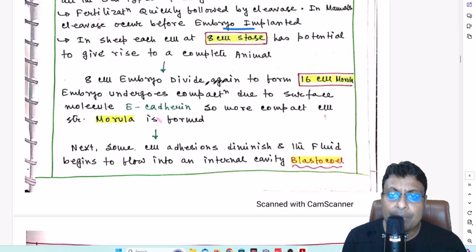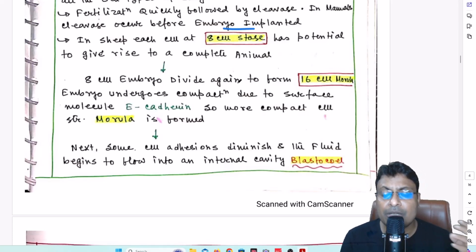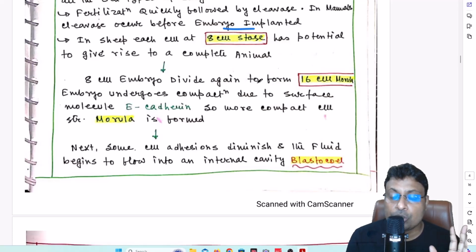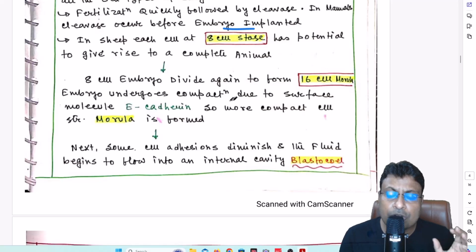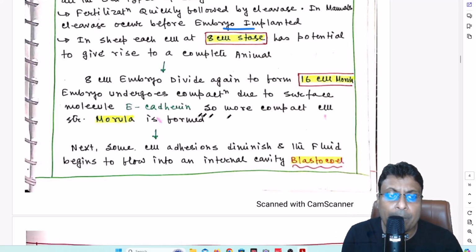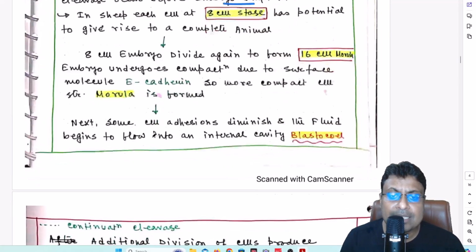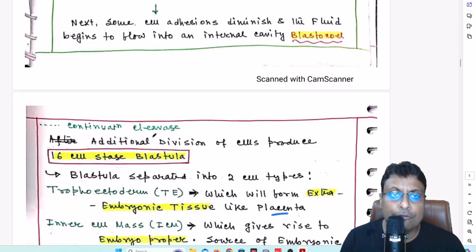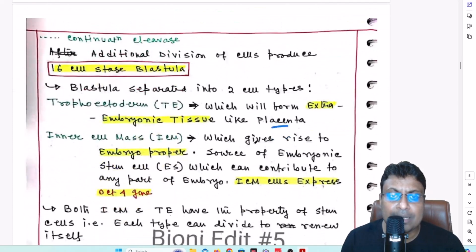The 8 cell embryo divides again. What will be the nature of this division? The mitotic cell division, or the cleavage. So this will form the 16 cell stage morula. The embryo undergoes compaction due to the surface molecule E-cadherin. So the cell structure becomes more compact and the morula is formed, right? And next, some cell adhesions are diminished and fluid begins to flow into an internal cavity, that is the blastocoel. An additional division of the cells produces the 16 cell stage blastula.